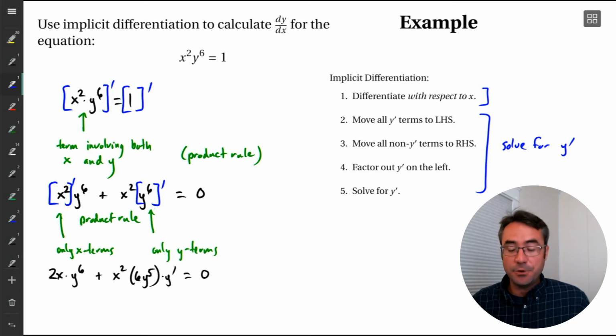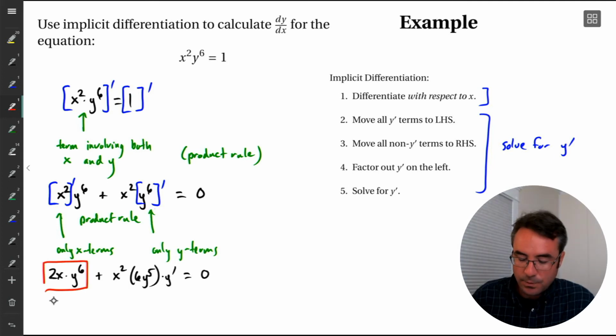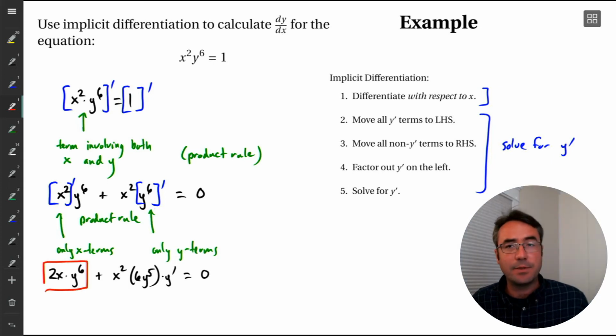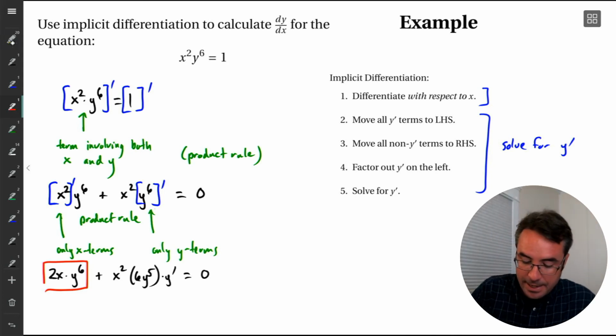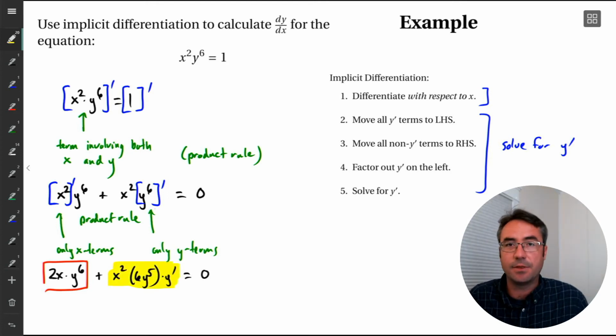And so what we want to do is go through and identify all the pieces of our equation here that have a y prime. So I see a y prime right here. And then anything that doesn't have a y prime, I'm going to move to the other side. So when I look at this 2x times y to the power 6, there's no y prime there. Get it out of there, move it to the other side of the equation. And here I do see a y prime. So I'm going to keep this whole thing on the left side.